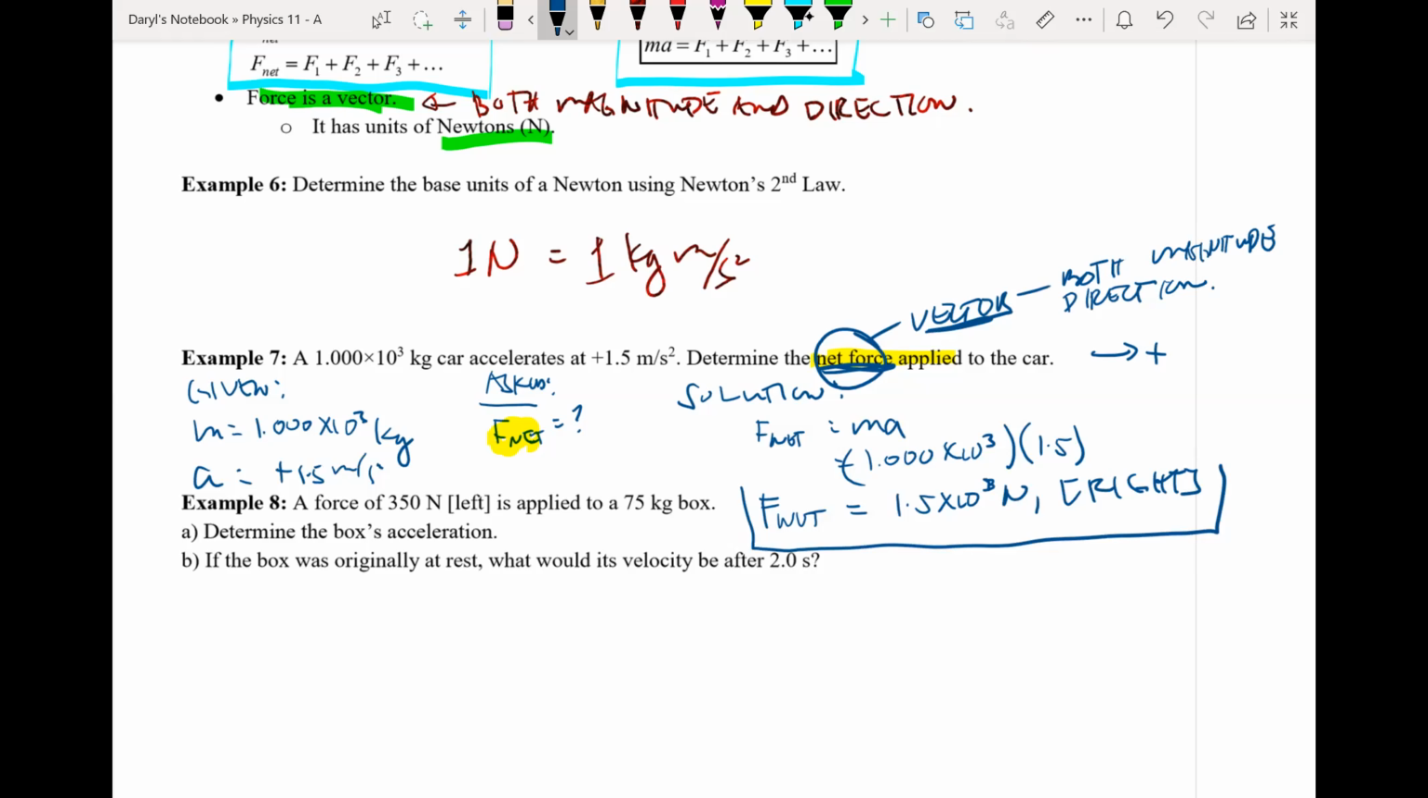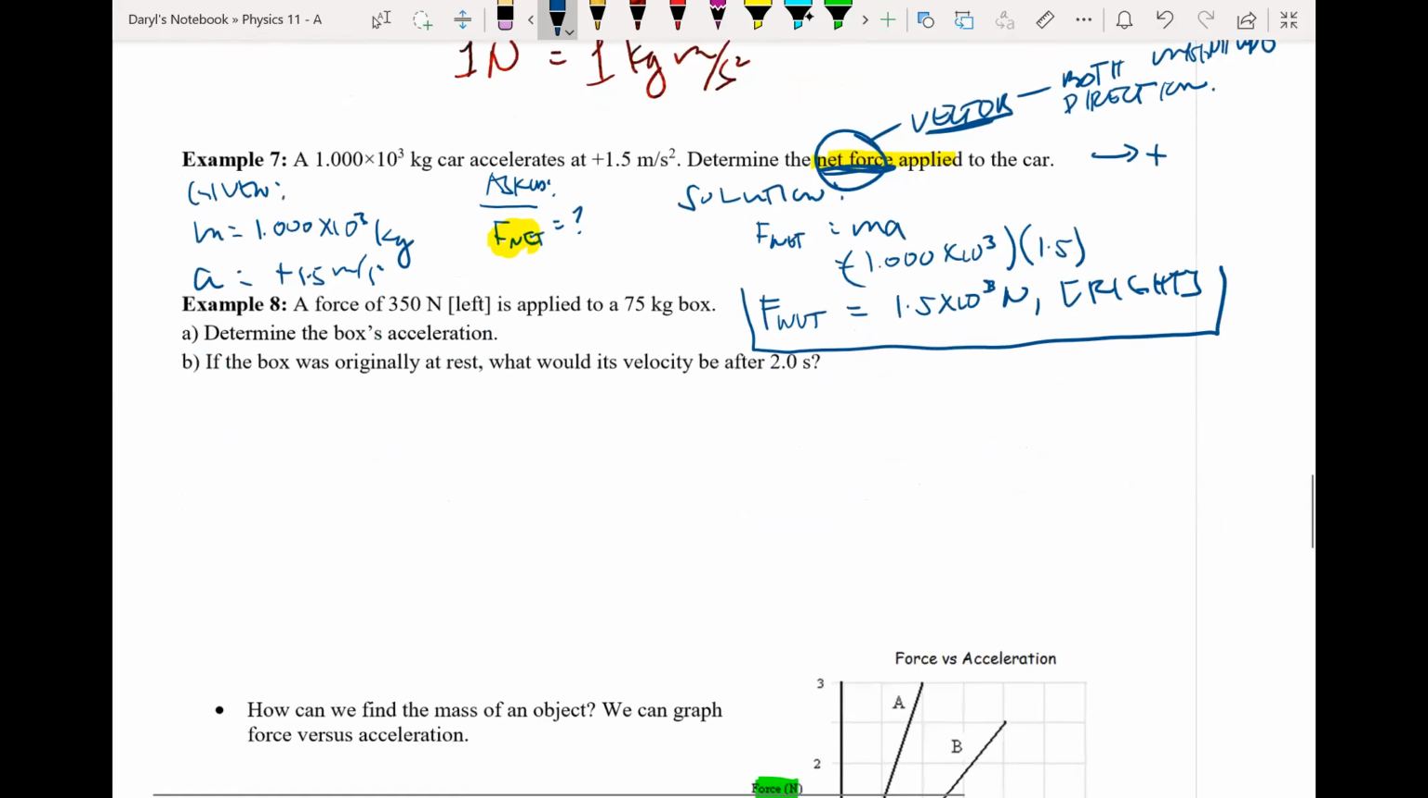Okay, so let's take the second example, number 8. A force of 315 newtons to the left, or the direction is left, is applied to a 75 kilogram box. Determine the box acceleration. If the box was originally at rest, what is velocity B after 2 seconds?